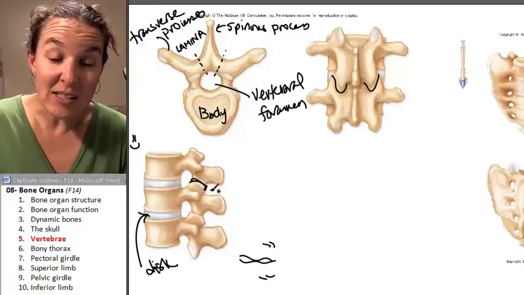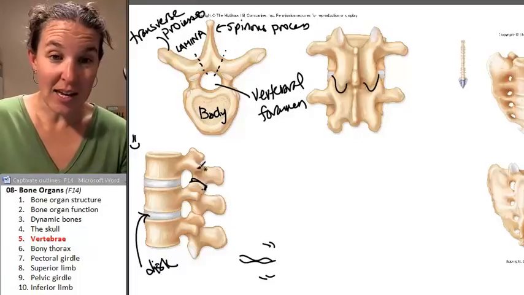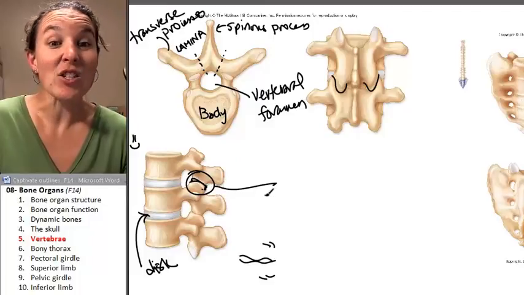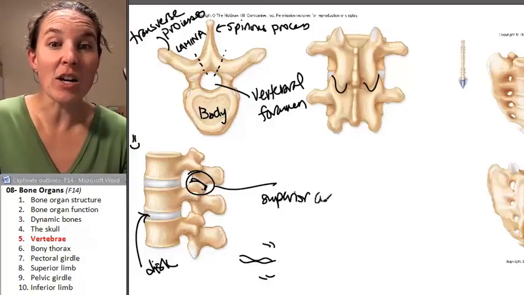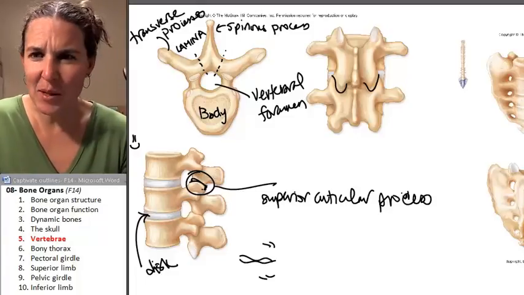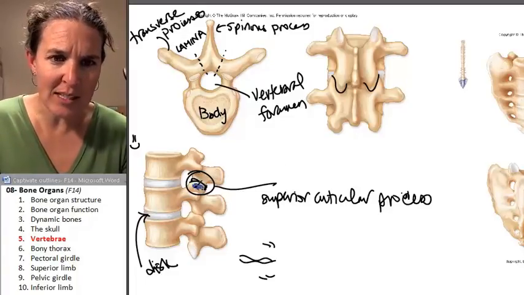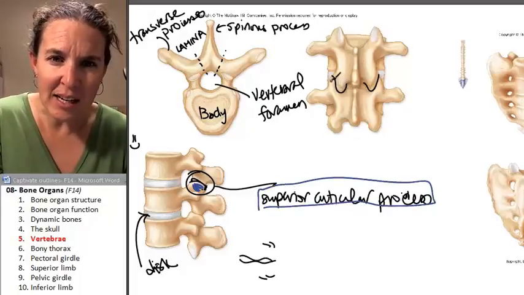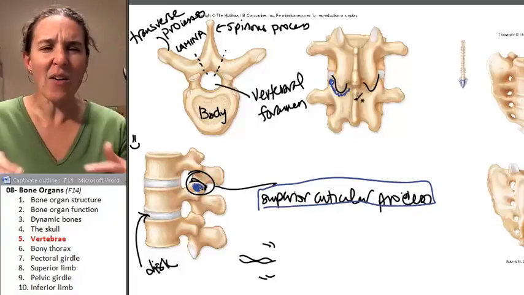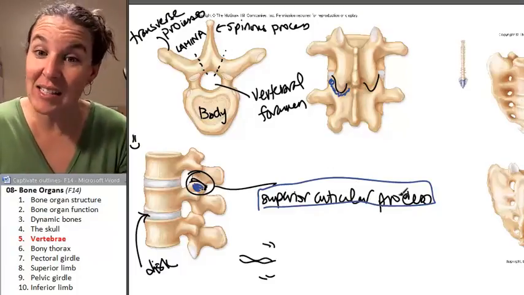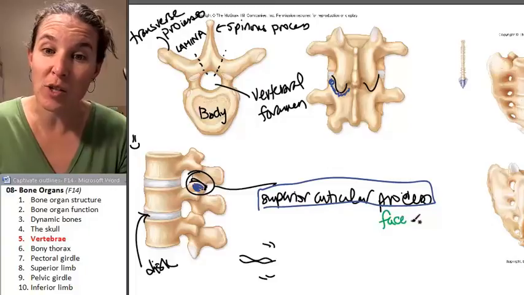Now, if I'm looking at this joint right here, you have a superior articular process, and that is this guy. We'll make it blue. This is the superior articular process. And look, here it is again. It's on this guy. Now, the superior articular process has a facet on it, and a facet is another name for a place where two bones articulate.